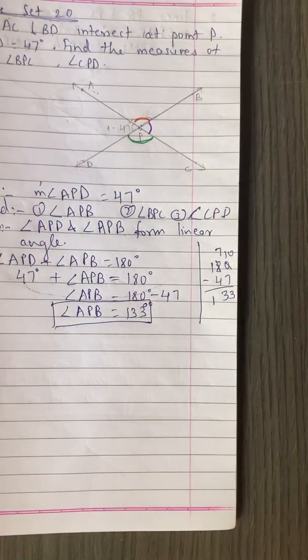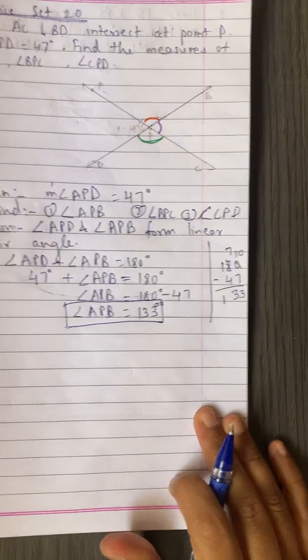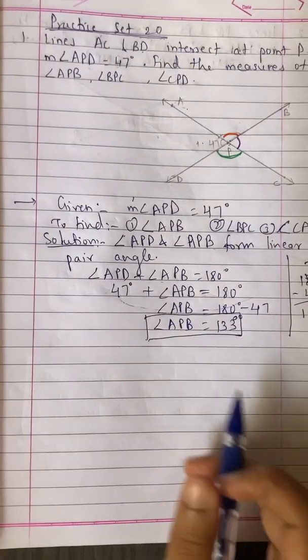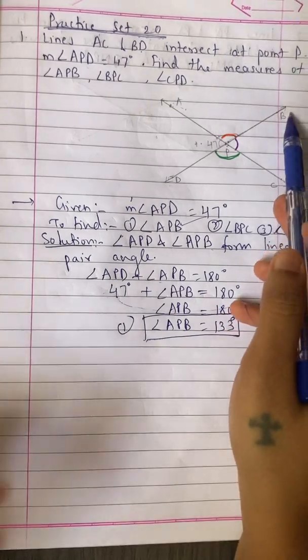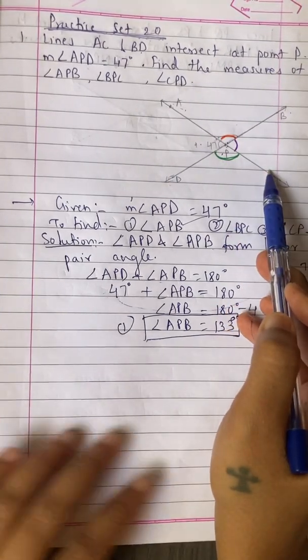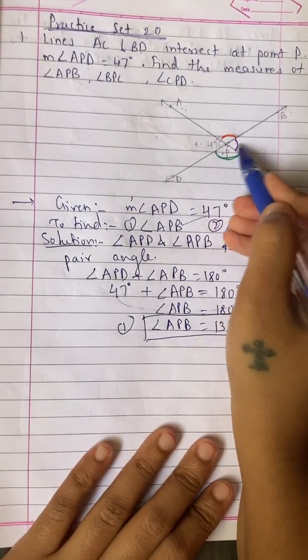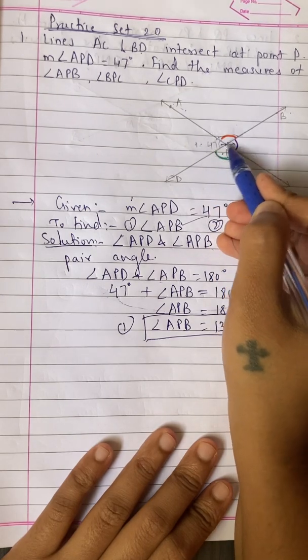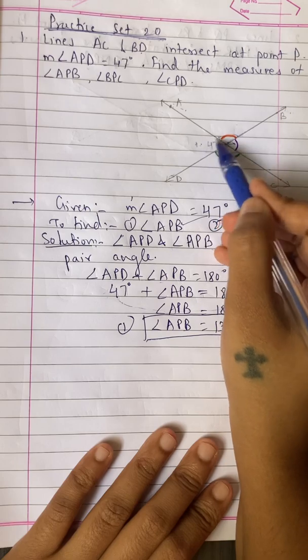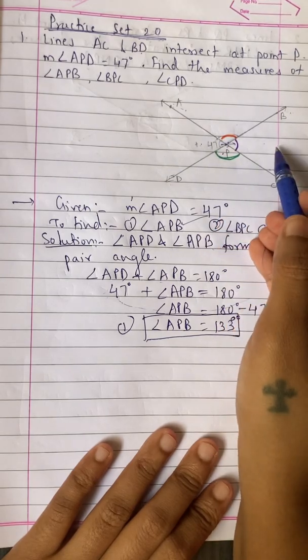Alright. Moving forward, we have found APB. Now we have to find BPC. How will we find BPC? Definitely we know BPC is vertically opposite to which angle? This angle, the 47 degree angle. So if this is 47, this is also going to be 47.